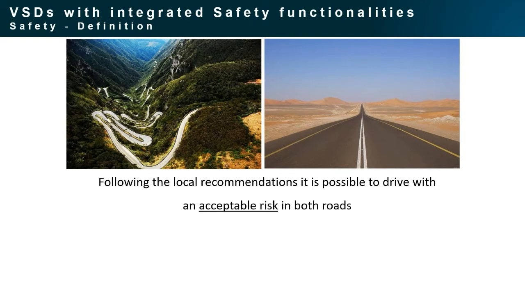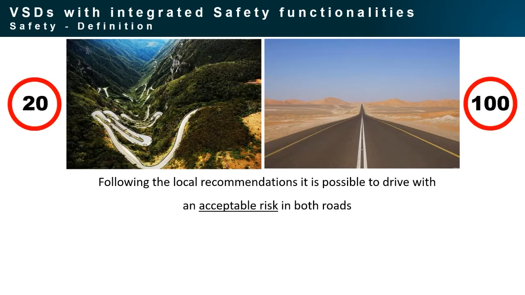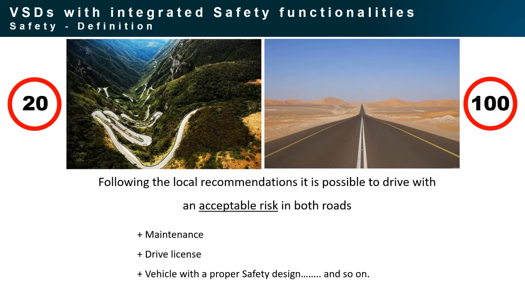Which recommendations are necessary to drive safely? First one, a safe speed limit. Concerning the speed limit, it's possible to drive safely on both roads. And of course, it's necessary to follow other recommendations like maintenance. The driver must have the license, and the vehicle must have the proper safety design as well, including safety belts, airbag, and so on. But the idea here is to evaluate the risk and to design the car and drive safely at an acceptable risk.